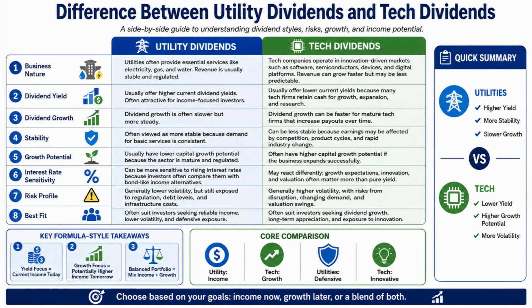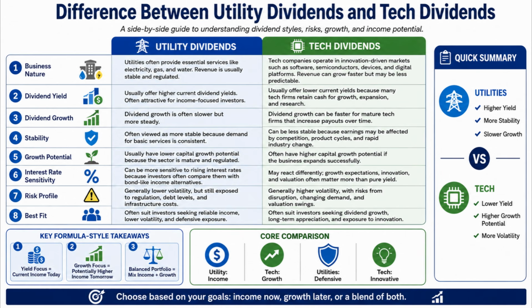authorities. On the other hand, technology companies operate in innovation-driven industries such as software, semiconductors, digital platforms, cloud computing, electronic devices, and communication technology. Their revenue may grow much faster when new products or services become successful. However, technology earnings can also be less predictable because of changing customer preferences, intense competition, rapid innovation, and shorter product cycles. Next, there is an important difference in dividend yield.